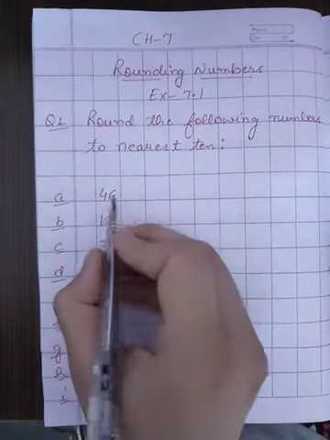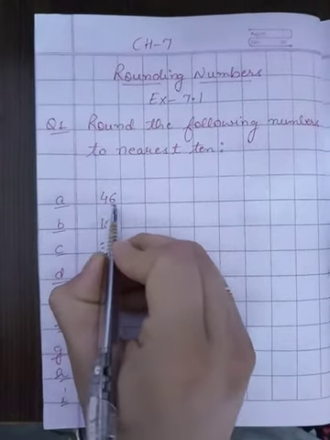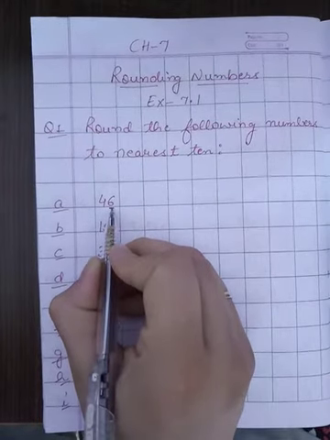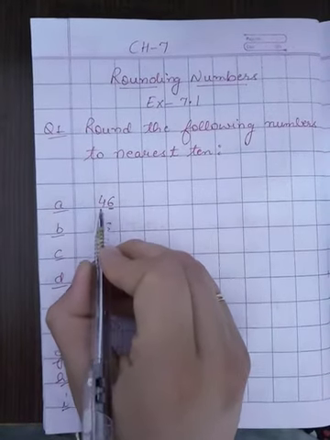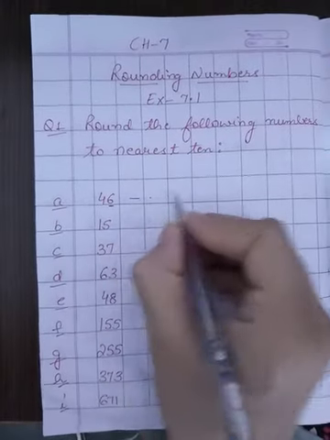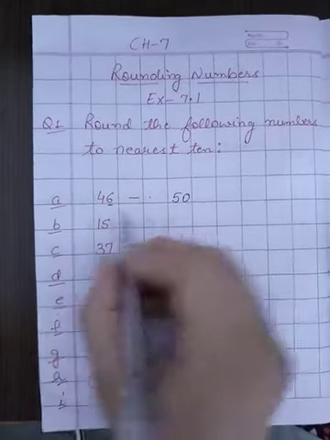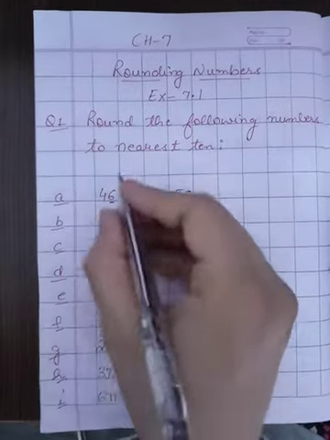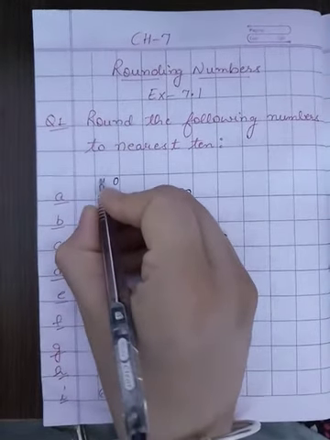Here, on the ones place, the number is 6. As we know, if the ones place digit is more than 4, then we have to add 1 in the tens place. So the answer for this question will be 50. So I add 1 in the tens place. This is the ones place, and this one is the tens place.